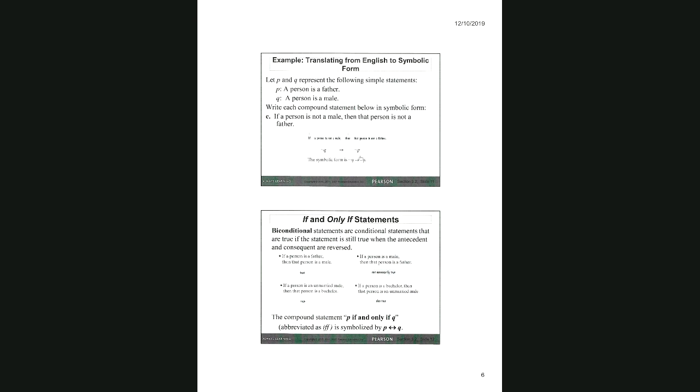All right, if and only if. Biconditional. So if you're talking about if and only if, that's the biconditional, and it has a symbol here with the two arrows. Biconditional statements are conditional statements that are true if the statement is still true when the antecedent and the consequent are reversed. So let's see.